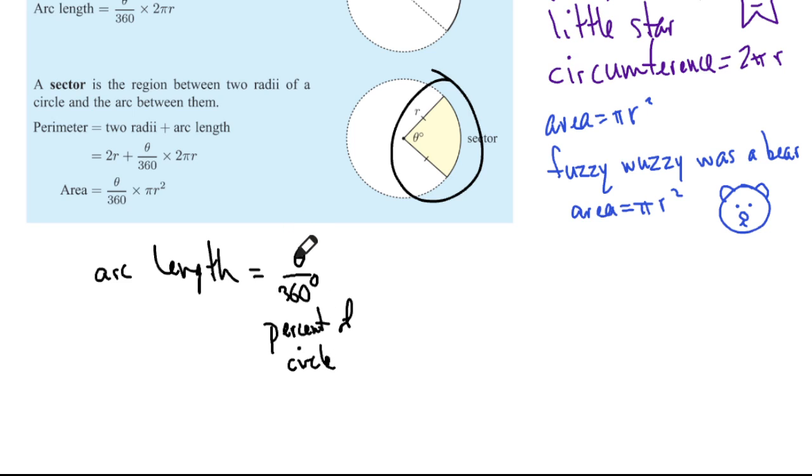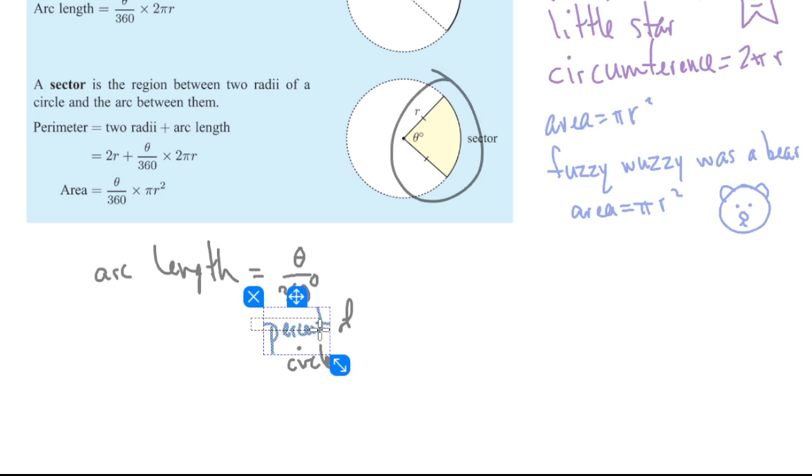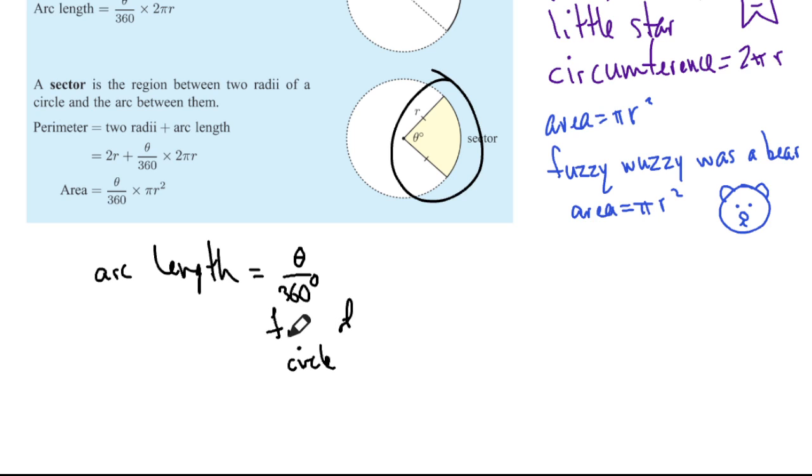So if theta is 10, we have 10 over 360. Or maybe we could say the fraction of the circle. It's not necessarily a percent. Fraction of circle.